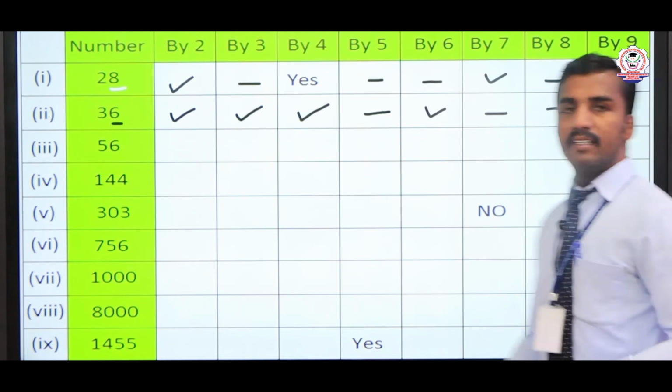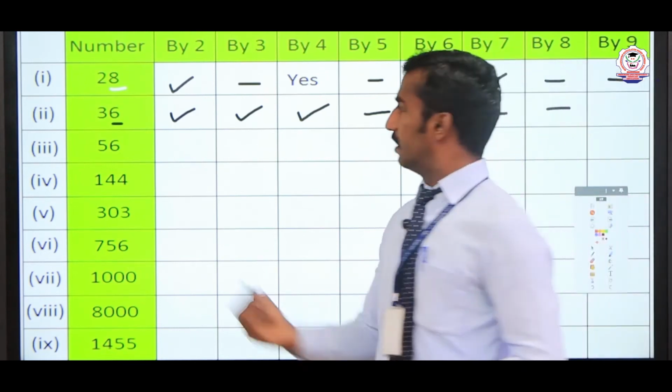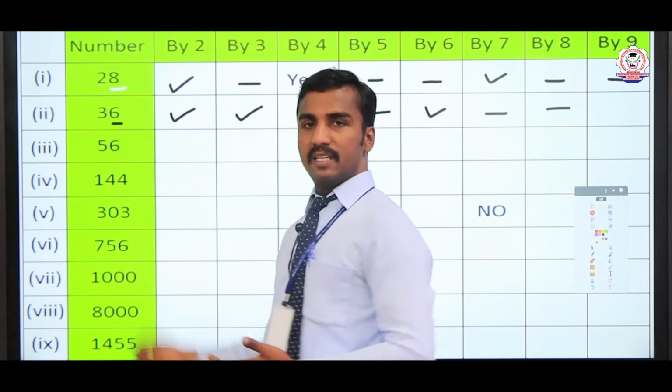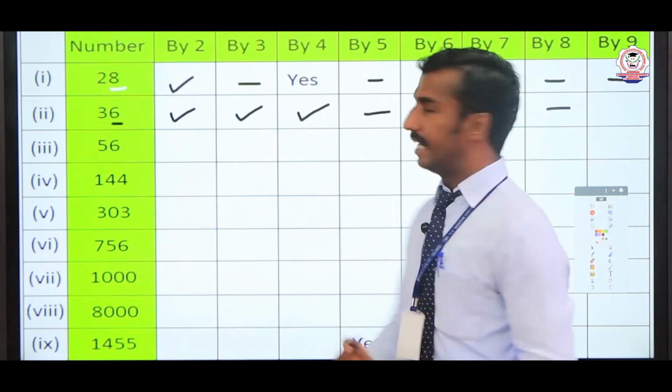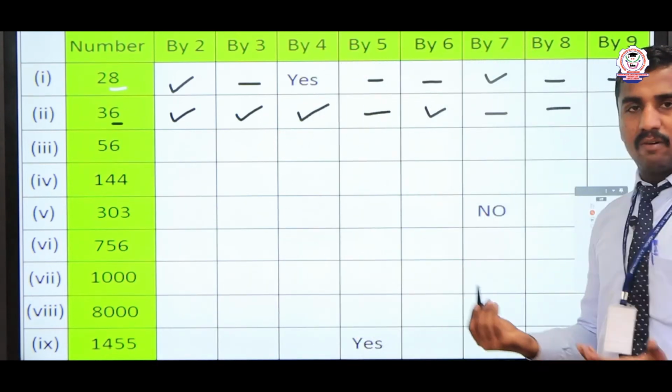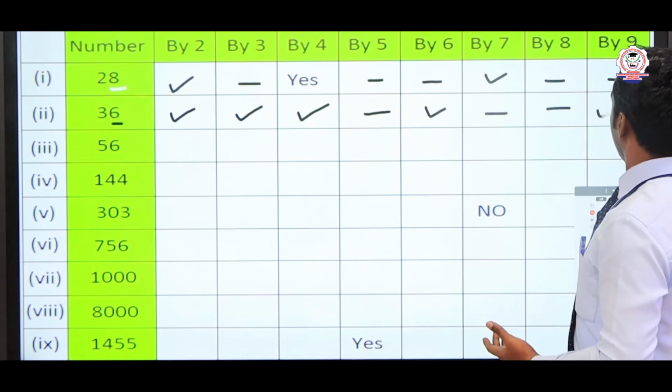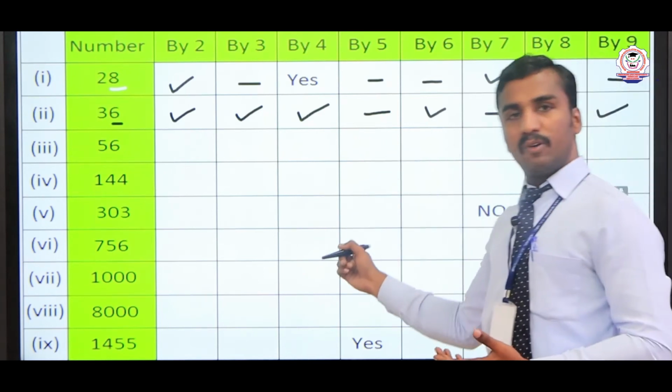Divisible by 9. The sum of the digits must be divisible by 9. So the sum of the digits means 3 plus 6, 3 plus 6 equals 9. So 9 is divisible by 9. 9 ones are 9, so it is divisible. The remaining ones you have to practice.